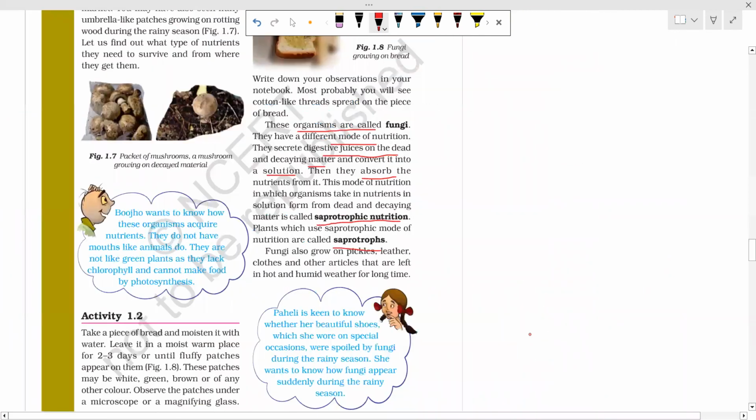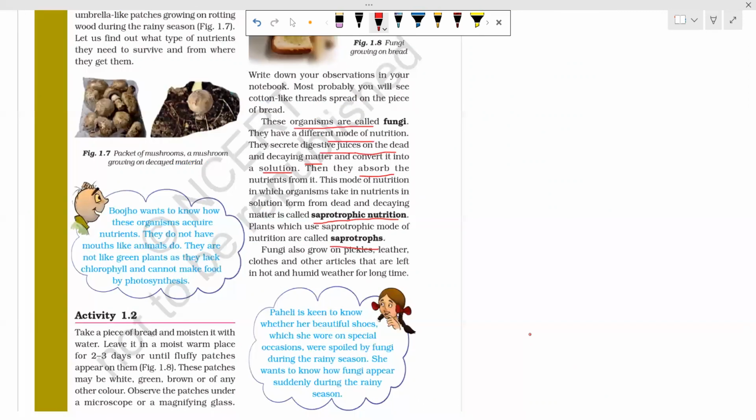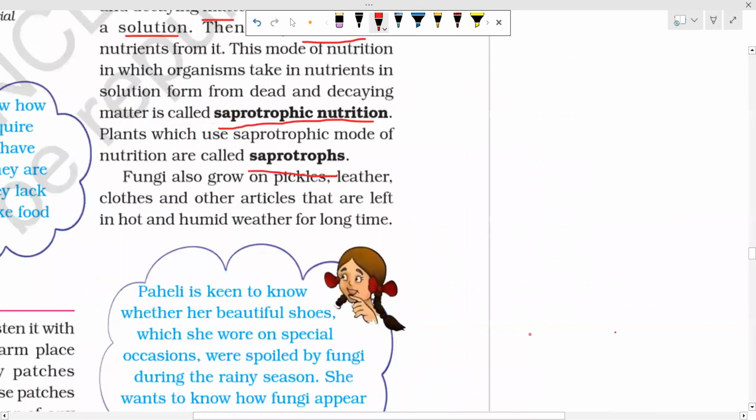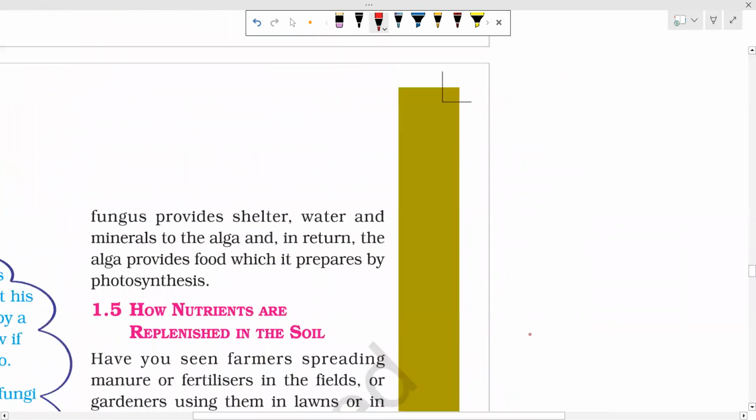This fungus goes on our skin also. Itching, all these kinds of things in the summer season, happen all because of fungus only. So this fungus goes on leathers, pickles, cloths, etc.